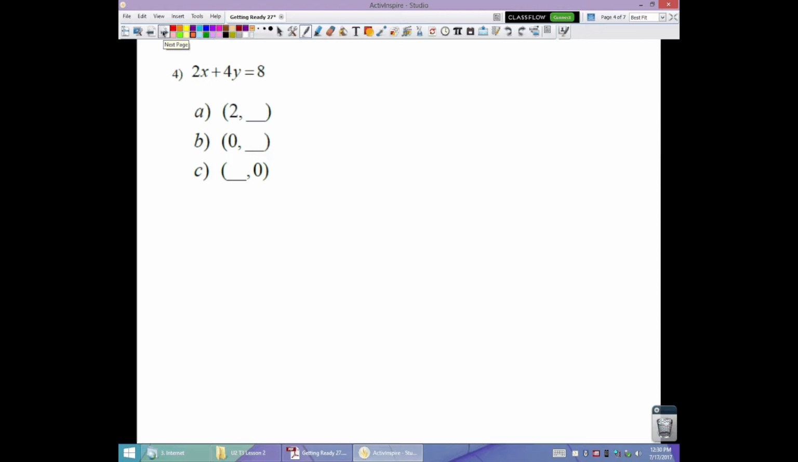These are three-part questions. So number 4 in A, I'm going to substitute 2 for x, so 2 times 2 plus, I don't know the y value, keep it a variable, and that's supposed to equal 8. Okay, 2 times 2 is 4, plus 4y equals 8. Subtract 4 on both sides. 4y is equal to 4. Divide both sides by 4. Y is 1.